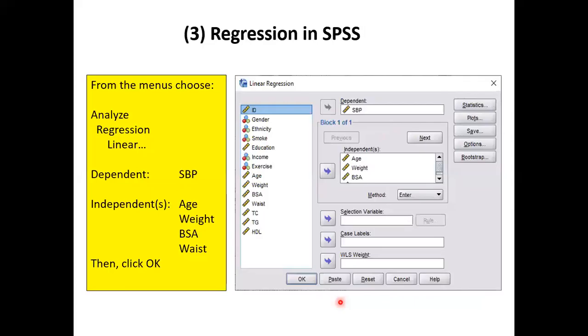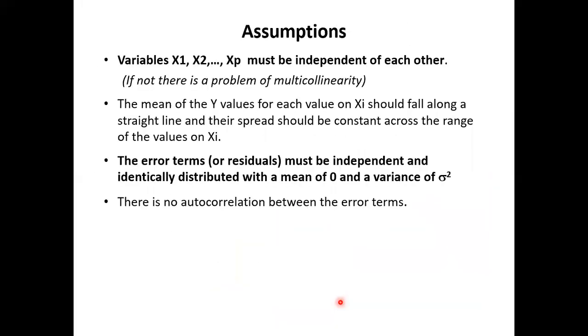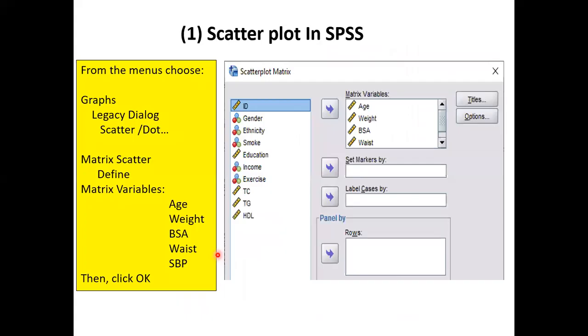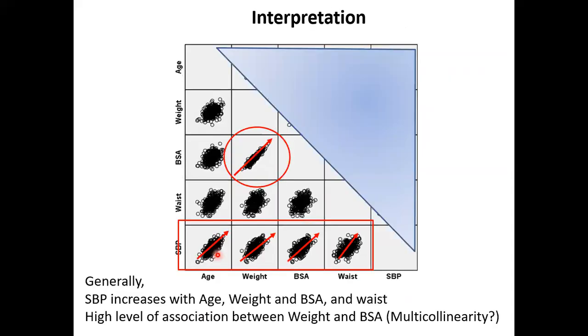Now the assumption is that predictors must be independent. How do you measure multicollinearity? What's the rule of thumb? Less than 5, no problem. 5 to 10, there is some problem. Some authors only go for more than 10, below 10 they say okay. But you'll be strict, that's why you follow this.